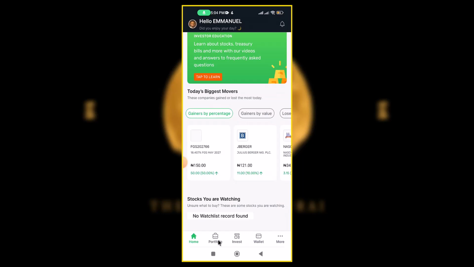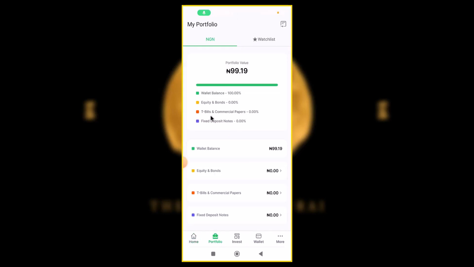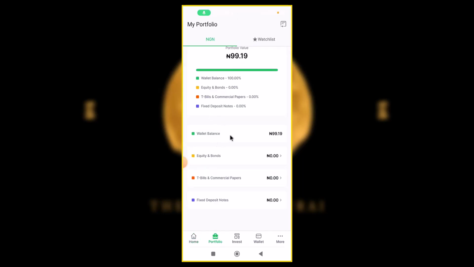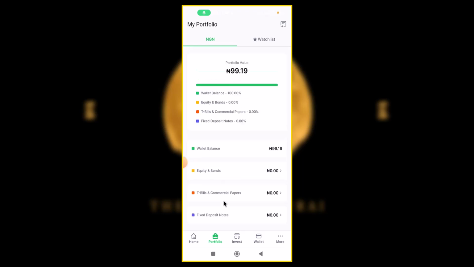If you come to your portfolio, this is where you see your wallet balance. You see all your money, and everything is distributed. Let's say I had some equity bonds that I bought, they will show here. If I invested in T-bills and commercial paper, they will show right here. If I had fixed deposit notes, they will show right here. All these things are forms of investment, and with this app, you can manage everything easily.